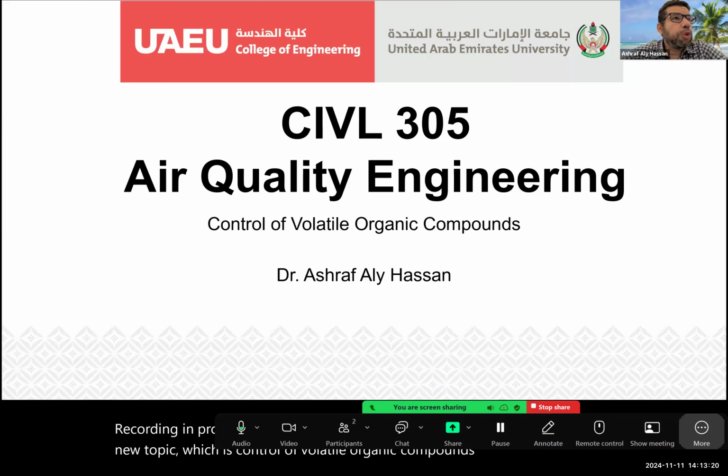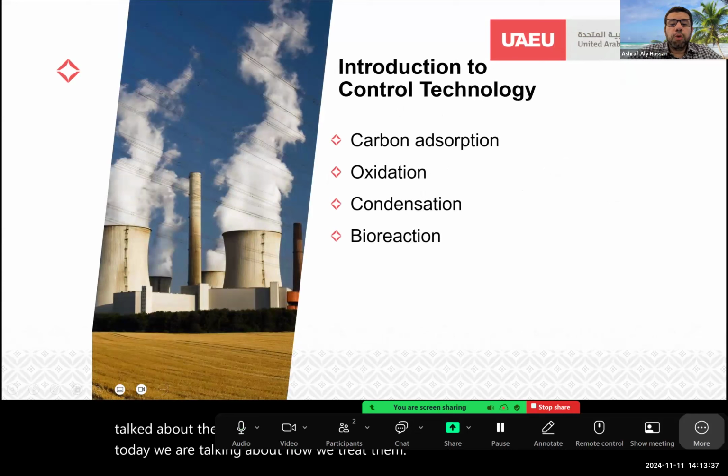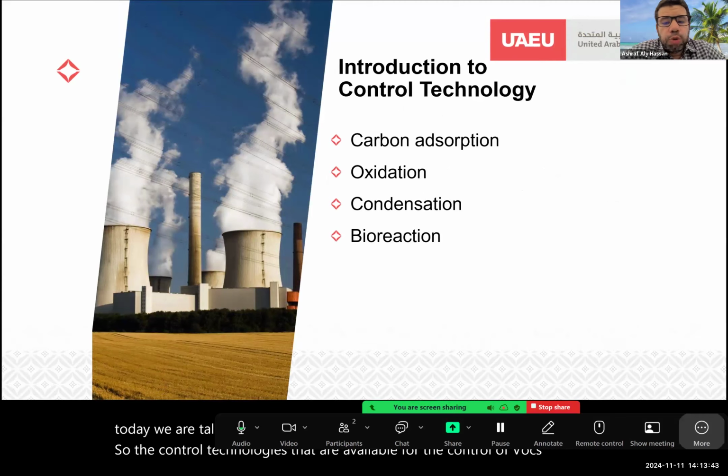Last class, we talked about the volatile organic compounds and how we measure them. Now, today, we are talking about how we treat them. So, the control technologies that are available for the control of VOCs include carbon adsorption, oxidation, condensation, and finally bioreaction.